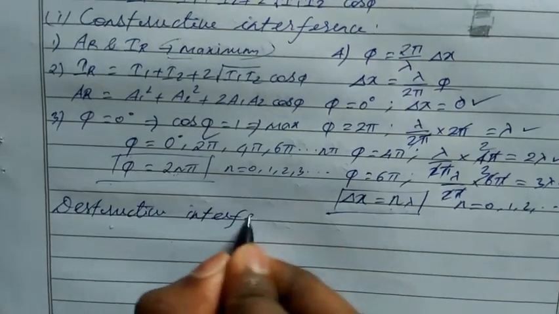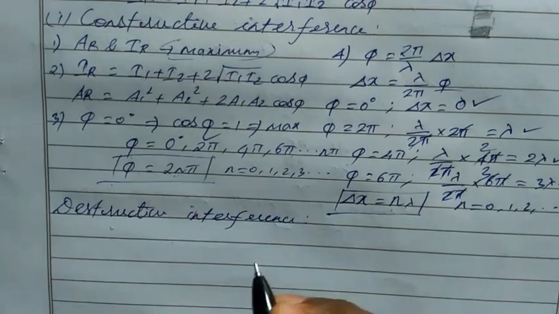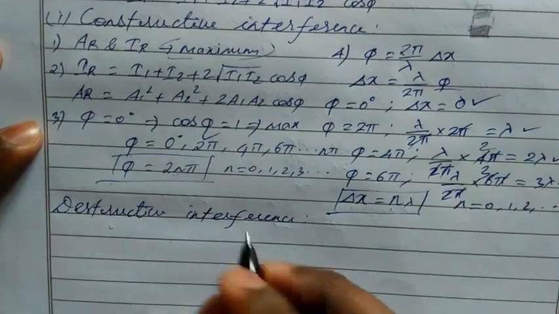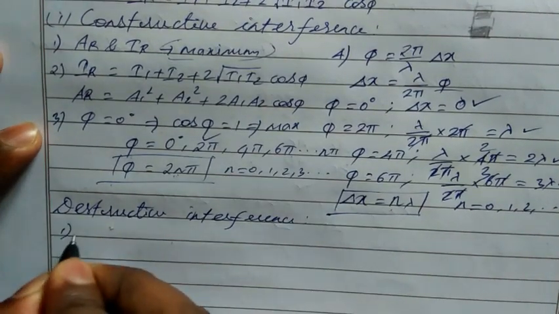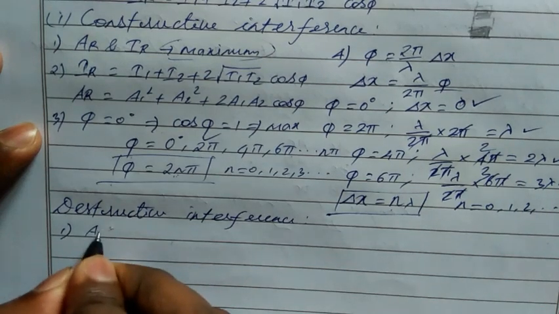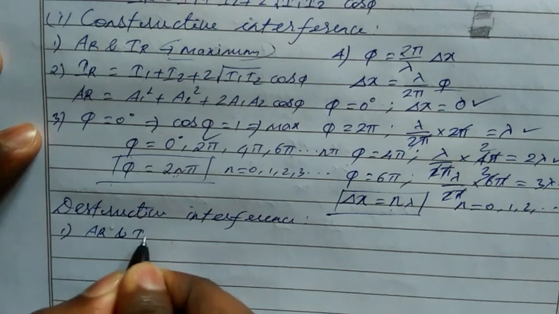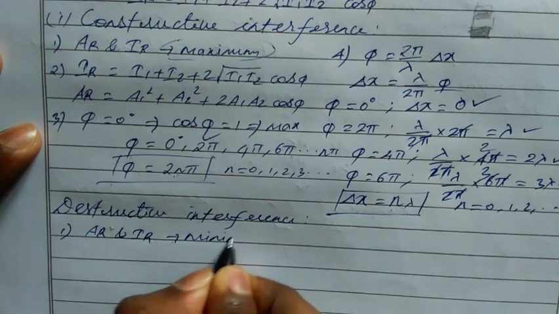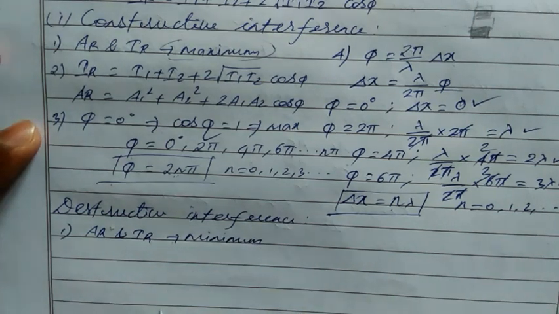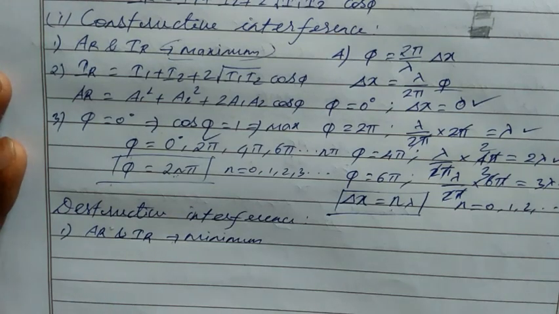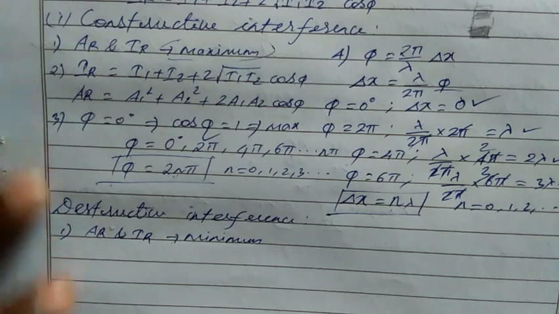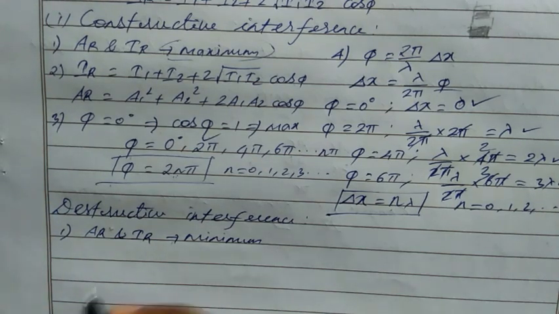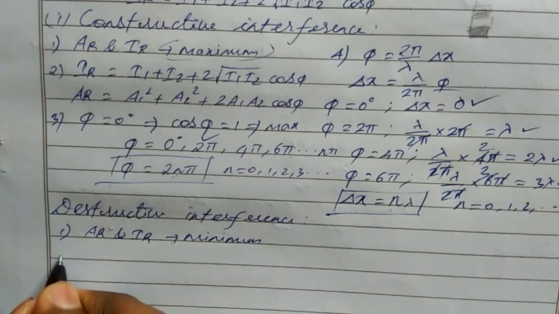For destructive interference, we have AR and IR value as minimum. Okay, so both are minimum value. If it is minimum, then what's the value of phi?